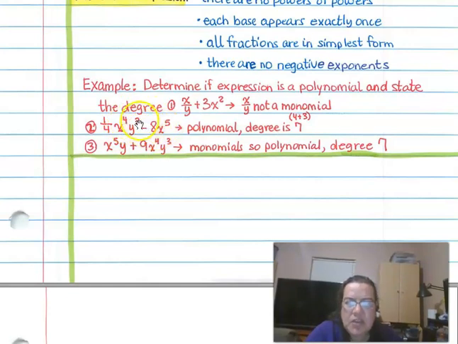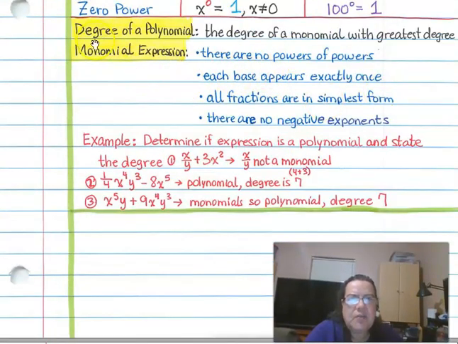piece. Remember, each piece, each term is divided by these signs. So here's one, then I have plus another one. If I had another plus, then it would be another one, etc. But is it a monomial? Remember, look at the definition of a monomial expression, right? And one of the stipulations is that all fractions are in simplest form. So here, when you have this fraction, that's not simplified because I don't even know what these terms are or what they stand for. So this would not be considered a monomial.